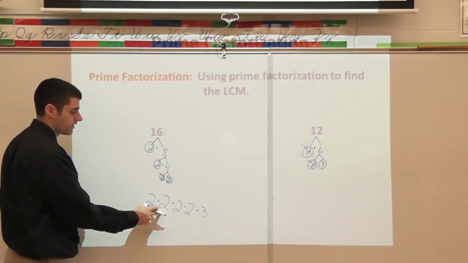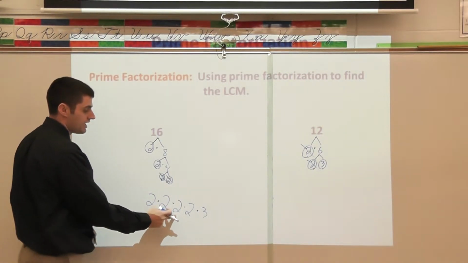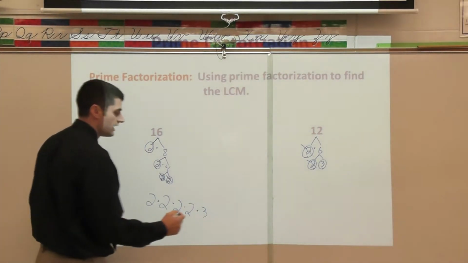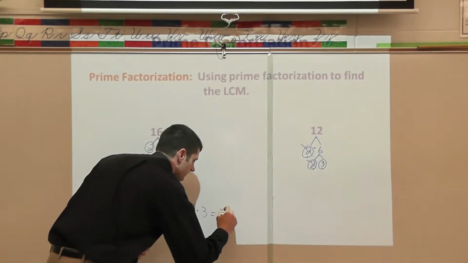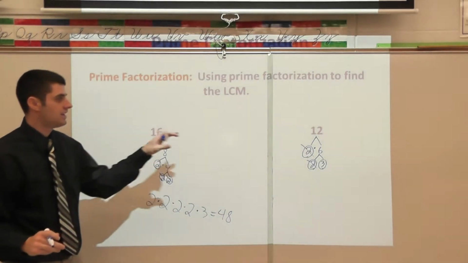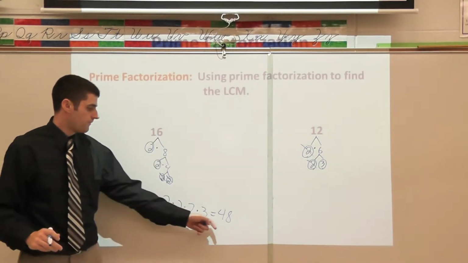2 times 2 is 4. 4 times 2 would be 8. 8 times 2 would be 16. 16 times 3 would be 48. So the least common multiple between 16 and 12 would be 48.